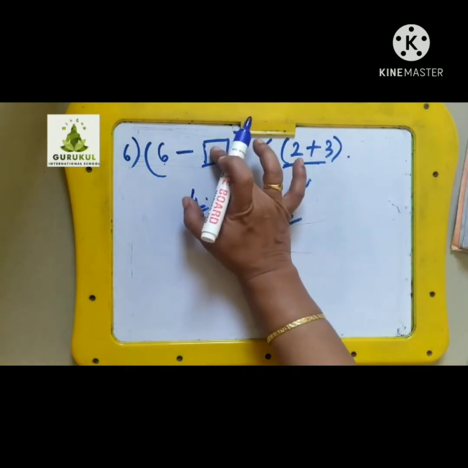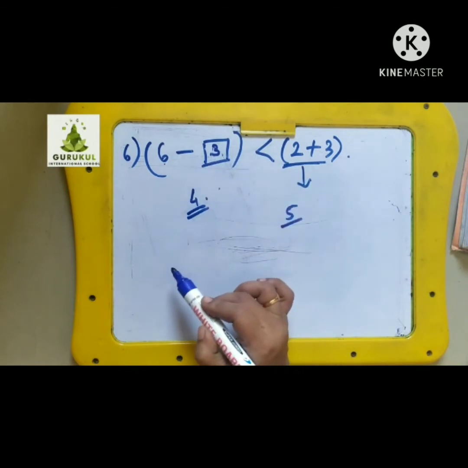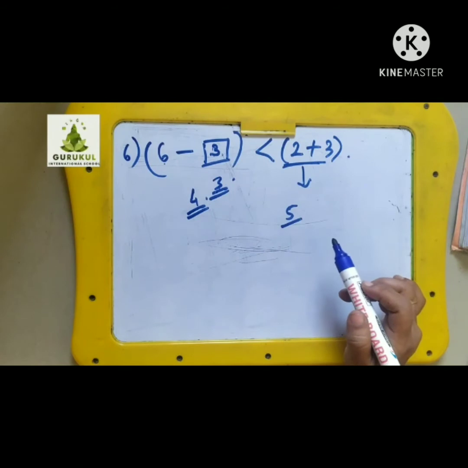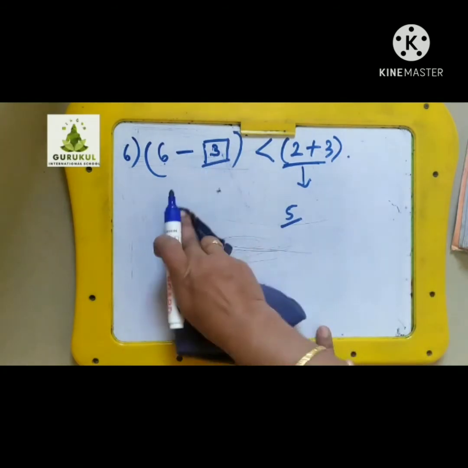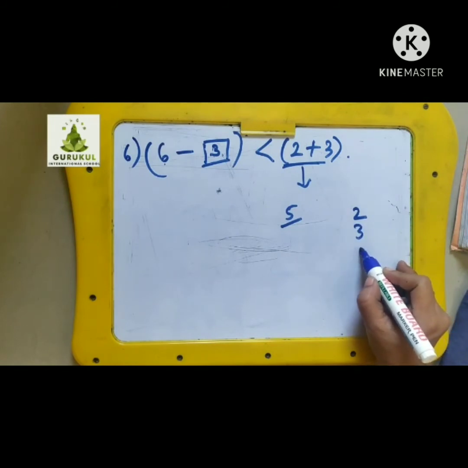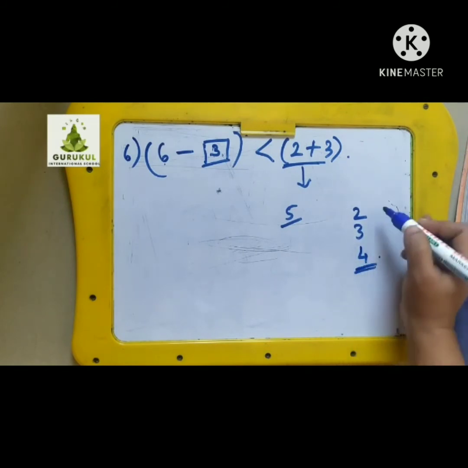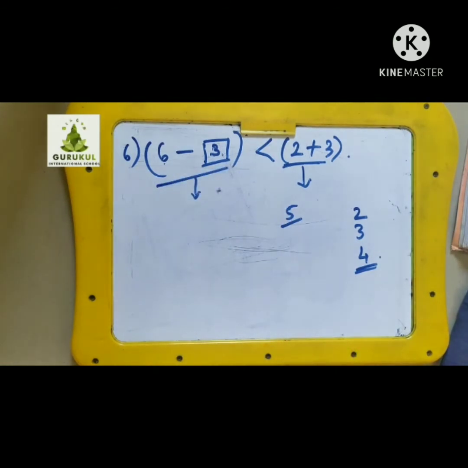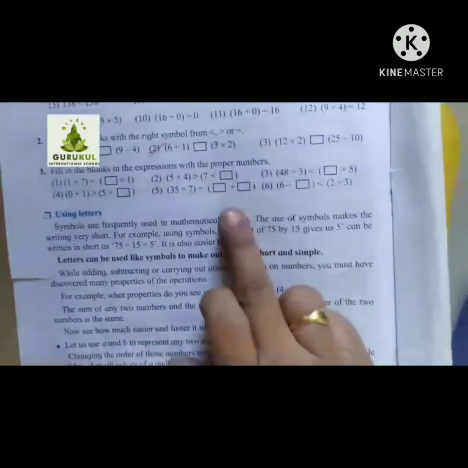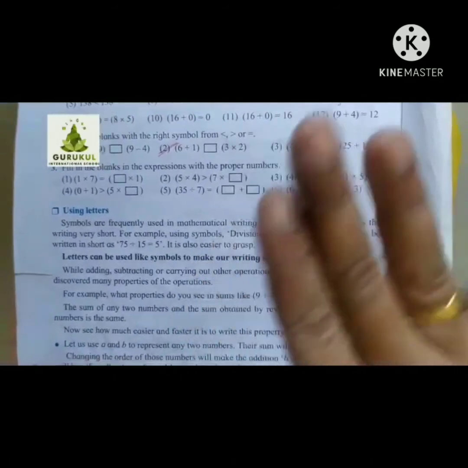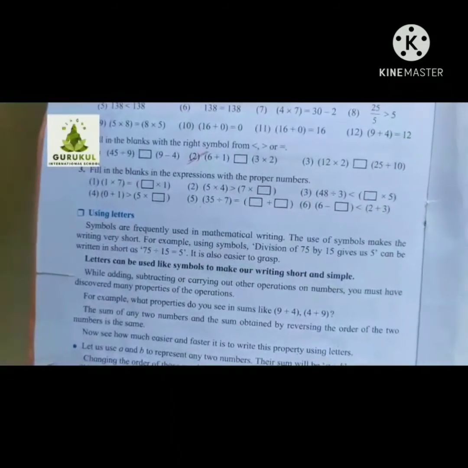Okay. Or I can say 6 minus 3. 6 minus 3 gives you the answer 3 over here. 3 is less than my 5. Correct. So here the answer decided can be either 2 or 3 or 4. Any number which will give you a number less than 5. So this is how you are going to identify the third number of the rest of the expressions given over here. I hope you have understood this part of the exercise.